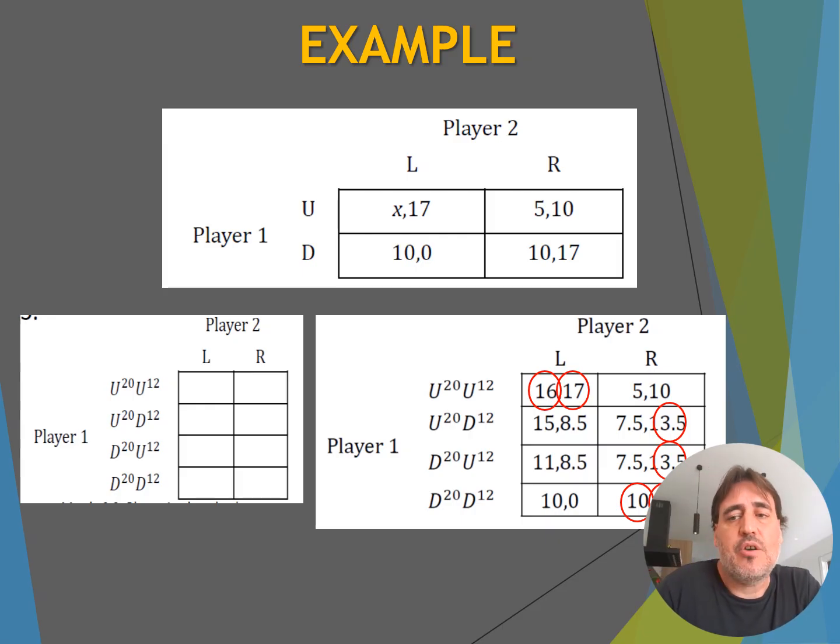We can see that there are no dominant strategies for any player in this game, so there is no dominant strategy equilibrium. However, there are 2 Bayesian Nash equilibria: one where player 1 plays U regardless of its type and player 2 plays L, and another where player 1 plays D regardless of its type and player 2 plays R.